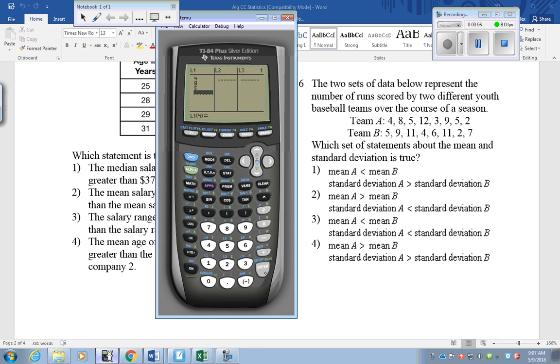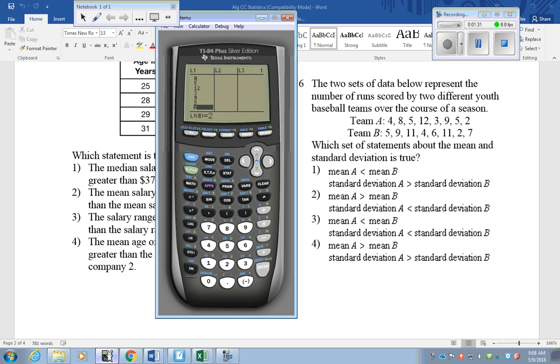So in this set there's 8 numbers. I'm just going to double check everything, make sure I have them in the right order. I got 4, 8, 5, 12, which is good, 3, 9, 5, 2. Sometimes in these questions you want to make sure you pay attention to what the question's talking about. So in this case, it's talking about the runs scored for a baseball team, in case we need that information later for questions that deal with the context of the problem.